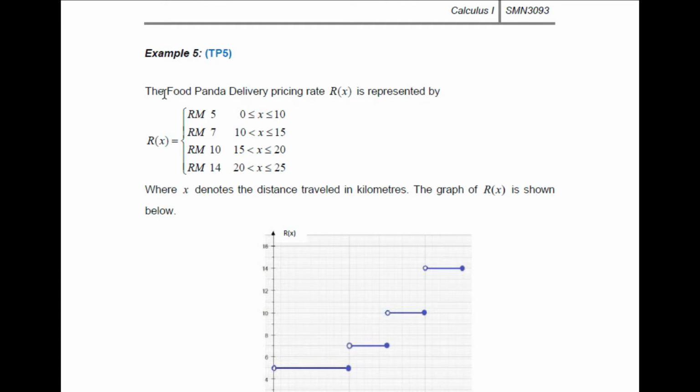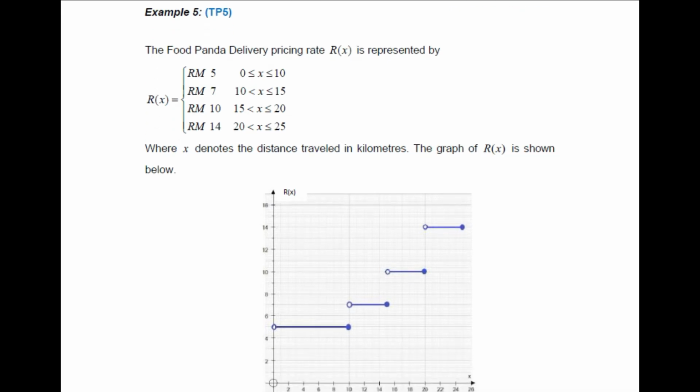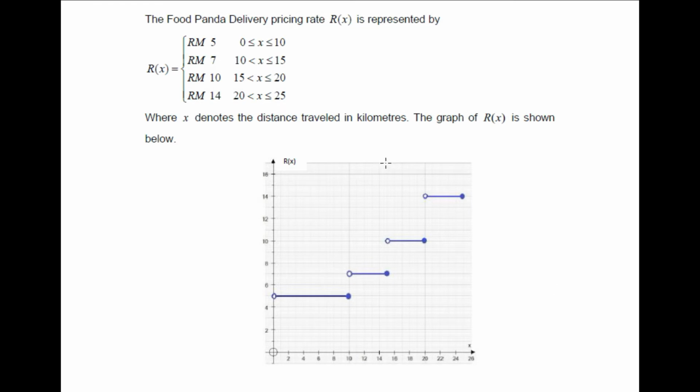Example 5. The Foodpanda delivery pricing rate R(S) is represented by this piecewise function, where S denotes the distance traveled in kilometers. The graph of R(S) is shown below. This is the graph of R(S), where when the distance of travel is from 0 to 10, the price rate for the Foodpanda delivery is 5 ringgit.